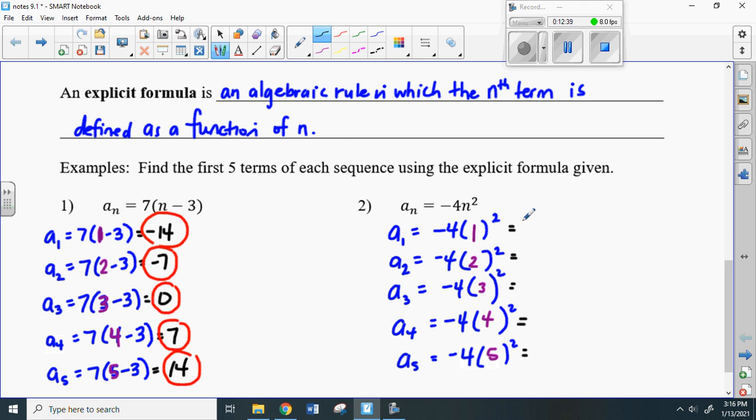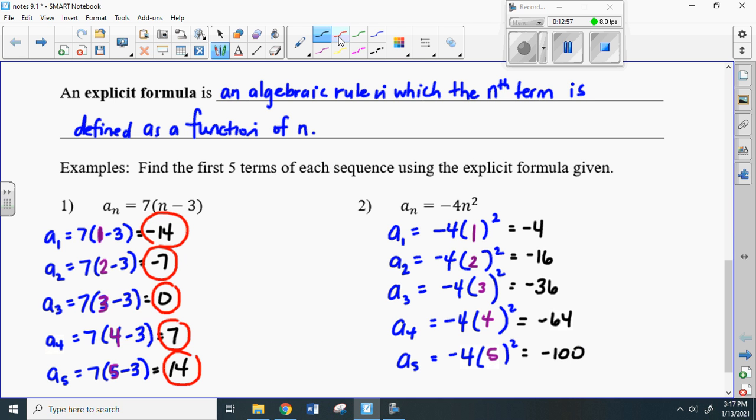Okay, 1 squared is 1 times -4. 2 squared is 4 times -4. 3 squared is 9 times -4. 4 squared is 16 times -4. 5 squared is 25 times -4.